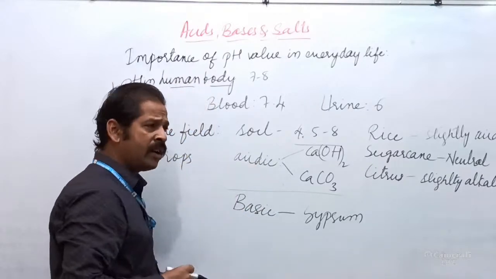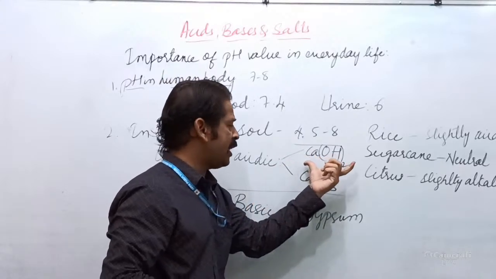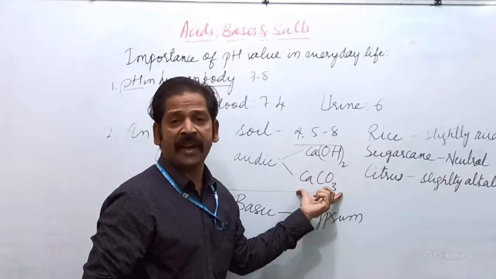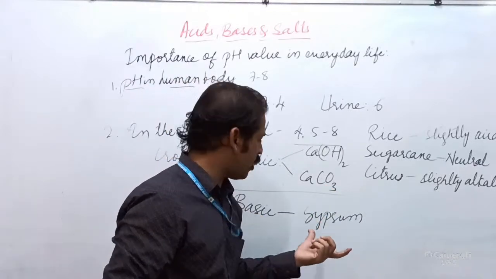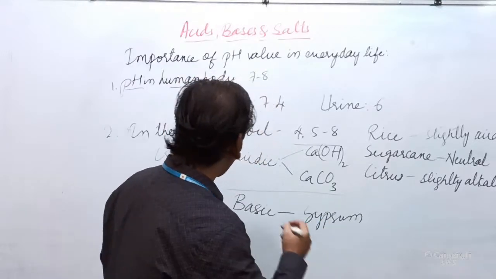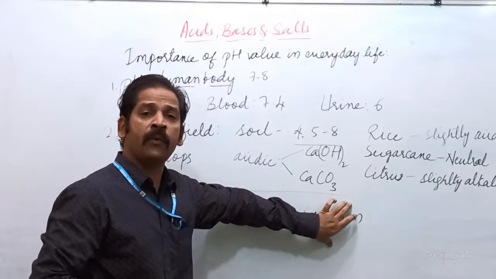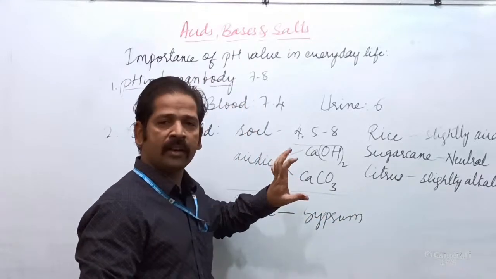If the soil is too acidic, you have to add calcium hydroxide or calcium carbonate to make it neutral. Or if it is basic, you can add organic manure or gypsum. If you add gypsum, the soil will go from too basic to neutral.